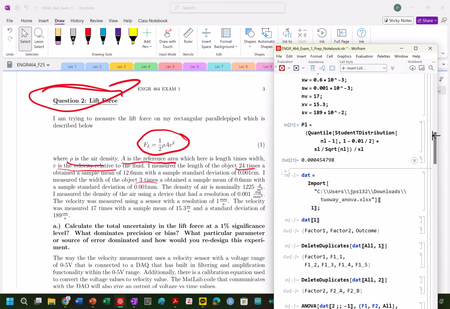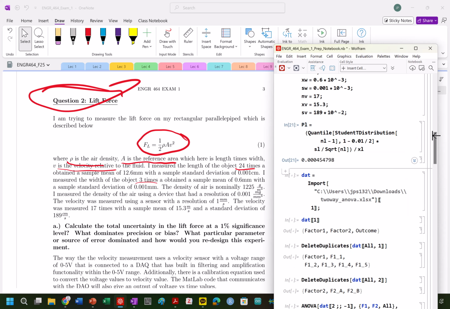And now we're going to do the total uncertainty. So U_FL is equal to the square root of our bias squared plus our precision L squared plus our precision width squared plus our precision V squared. And that's all going to be basically the same value.